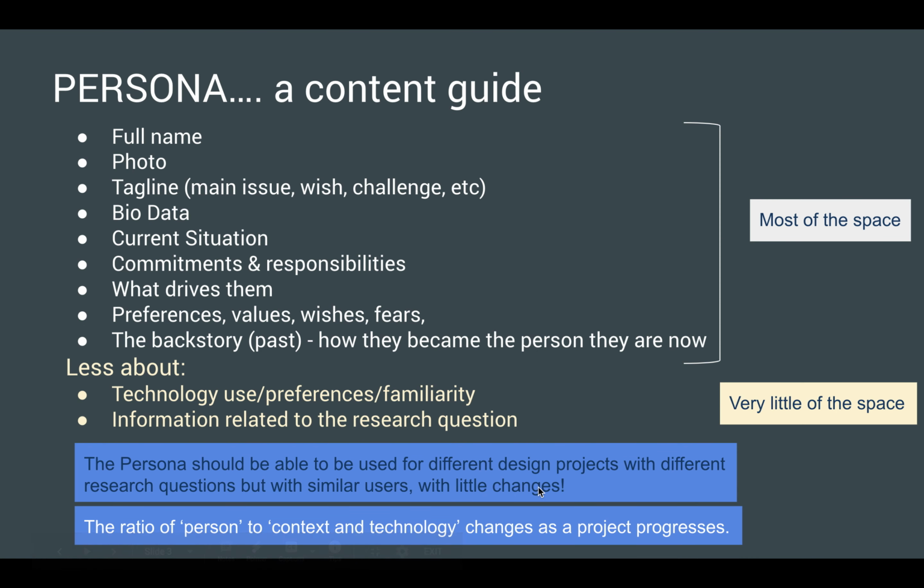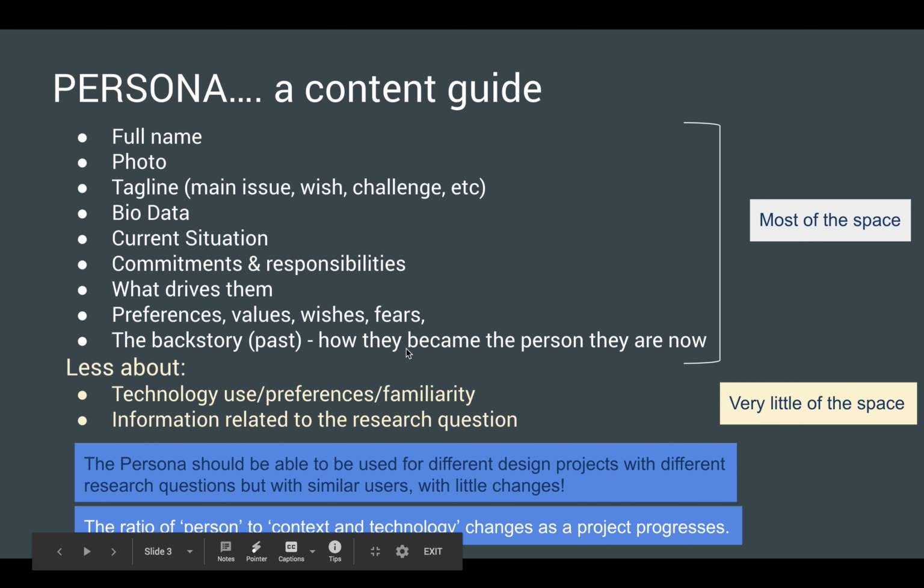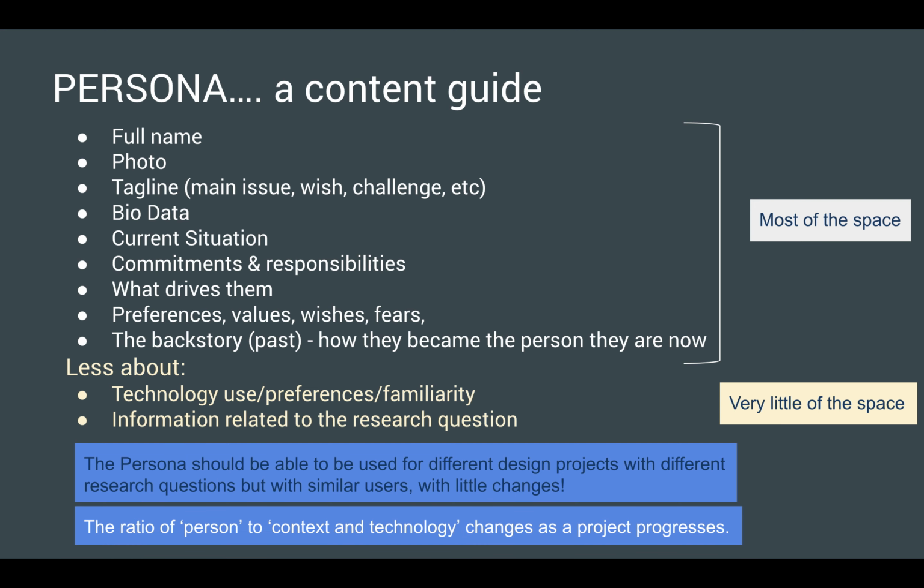So what usually is in a persona are the full name, photo, tagline, as I said before, and the bio data. The current situation is very important, so the person's present. What is it now? If a person is now studying in Sydney, but also what was before, the backstory, the past, how they came here, and what were some of the motivations? Why did they come overseas to study? Or if it's an office worker, was it always that they wanted to be an office worker, or was this the first job that they're in, or what was the job before?